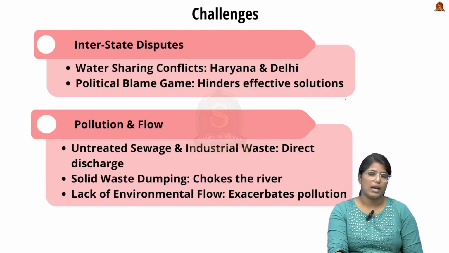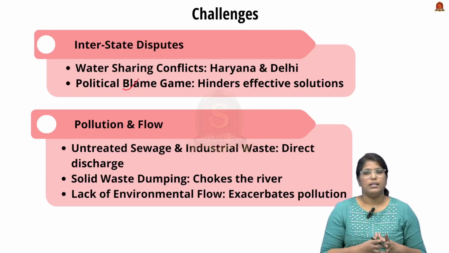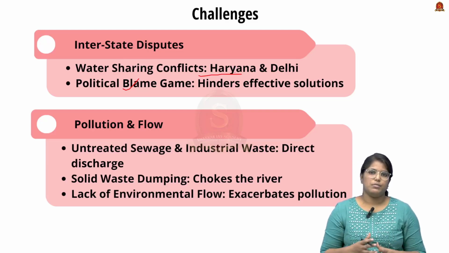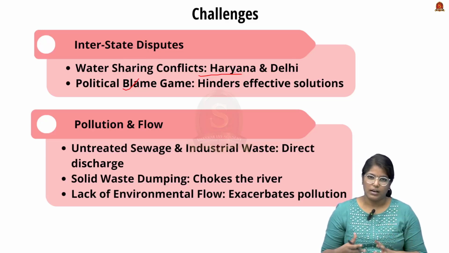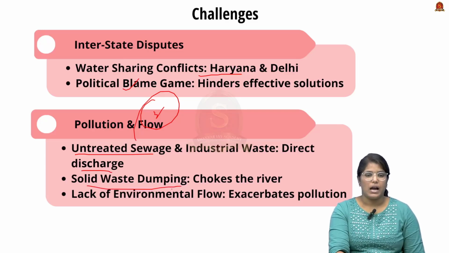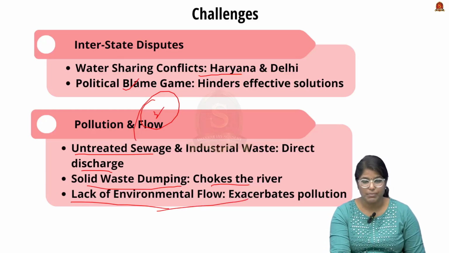Now let us see certain challenges in addressing this particular issue. See, the first thing is the interstate dispute. There is a lot of political blame game, which is actually hindering the effective solution that will solve the particular problem. The conflict arises between two different states, as I said, Haryana as well as Delhi. And then we have the pollution and flow issue. A lot of untreated sewage is directly discharged, for which we need a monitoring mechanism, and a lot of solid waste is being dumped. This is also choking the river. Apart from this, the environmental flow is lacking, which is also exacerbating the pollution.